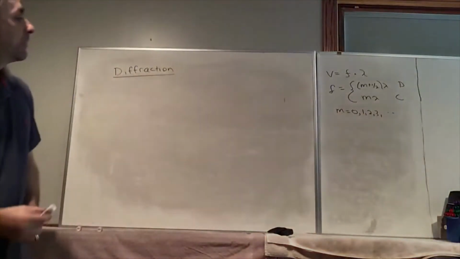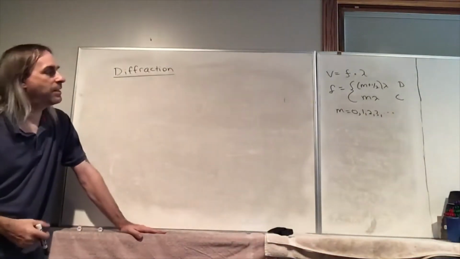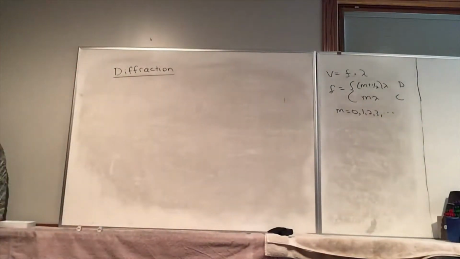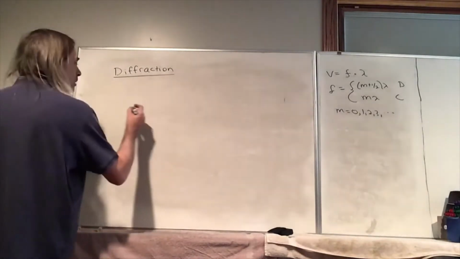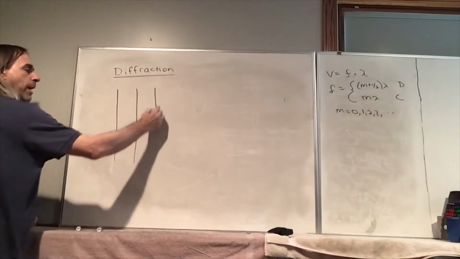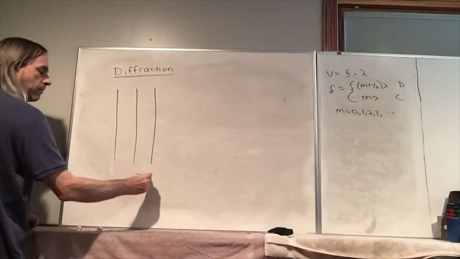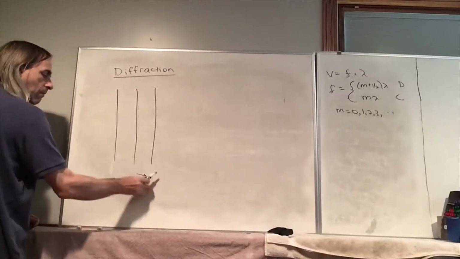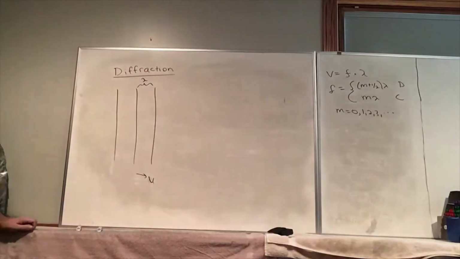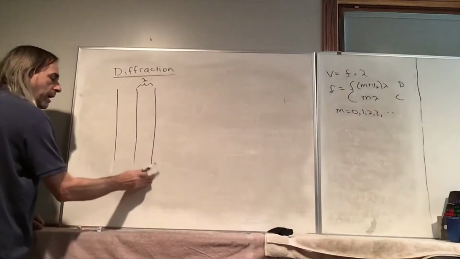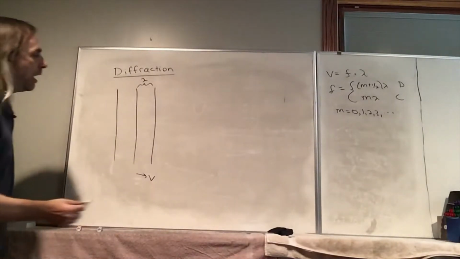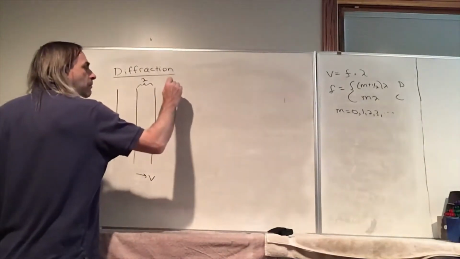Okay, so we're going to talk about something called diffraction. Now, let's say that we have a source of plane waves moving to the right. So this whole thing is moving to the right. These are sound waves. They're moving at the speed of sound. And let's say we hit a barrier.